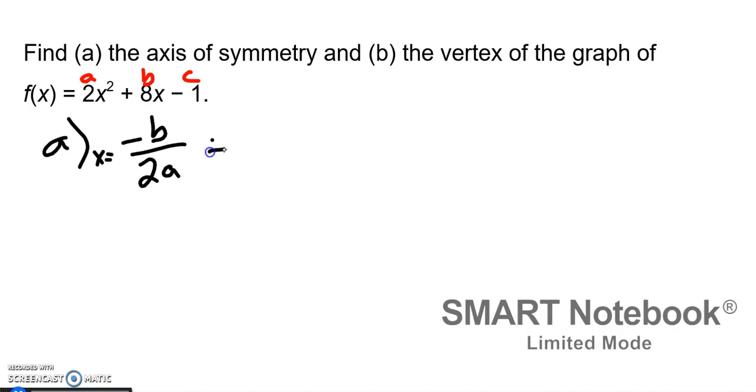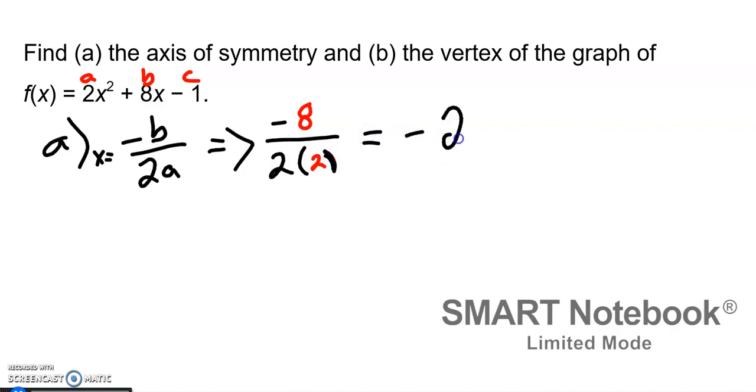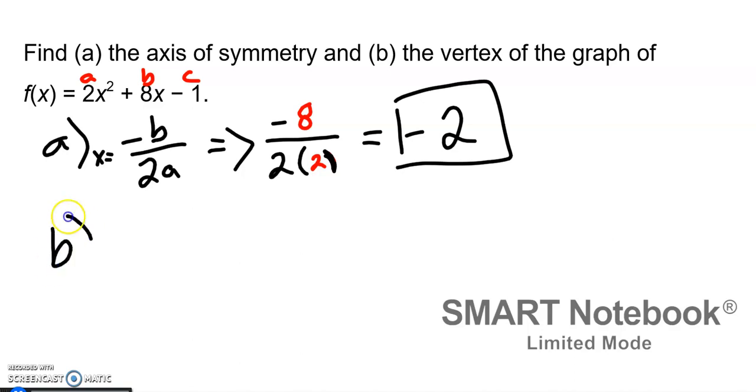Well, it's going to be equal to the opposite of my b value. So it's the opposite of positive 8 over 2 times the a value, and the a value happens to also be 2. So we get negative 8 over 4, which is equal to negative 2. This is, again, the x value of my vertex. It's the axis of symmetry, but it's also the x value of my vertex. So I can use that now.